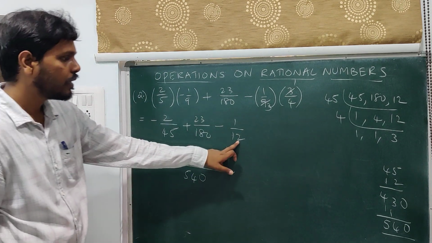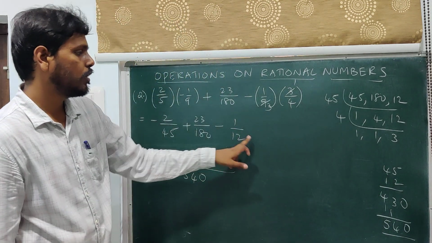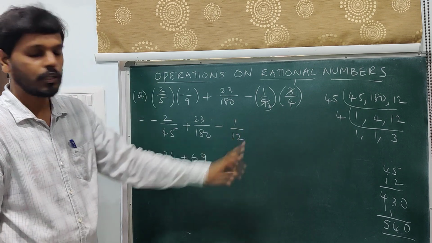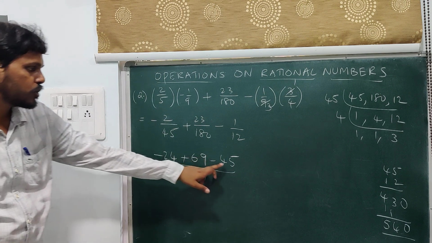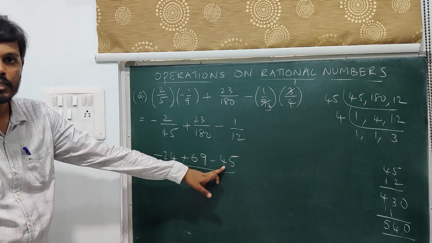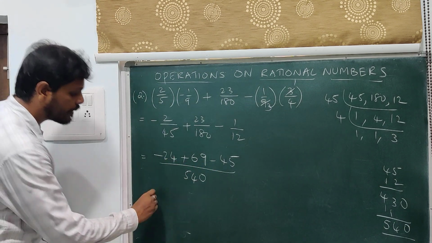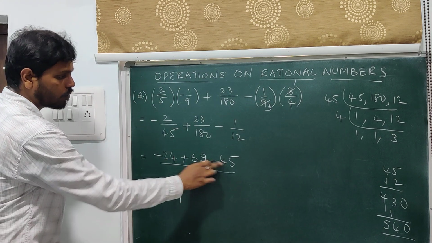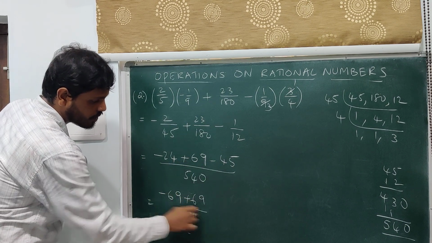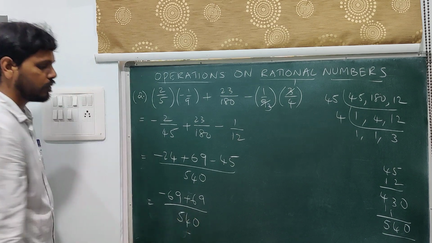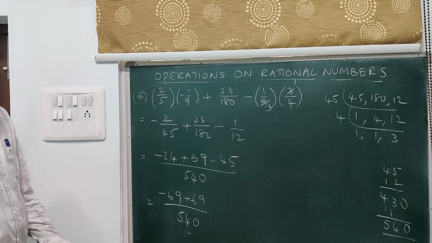Next, 12 45 sir 540. So 12 into 45, 1 into 45. Now we have these two numbers of same signs, therefore we will add them. So when you add 24 and 45, you will get 69. Out of these two numbers, the biggest number is 45, keep a minus sign. So minus 69 plus 69 by 45. Now different signs, we have to subtract 69 and 69, 0.